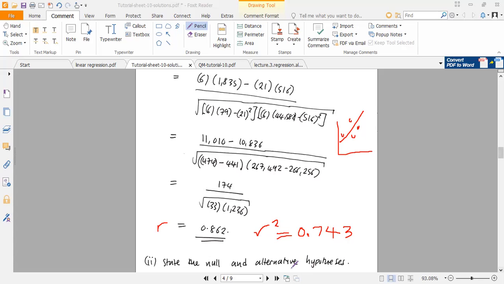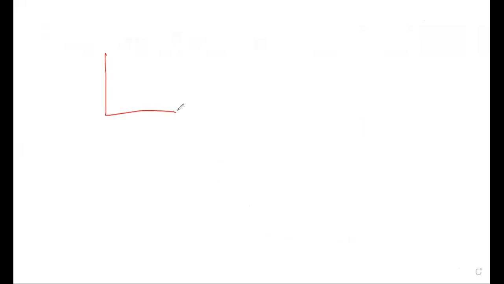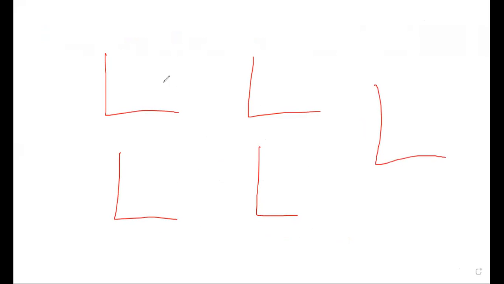Now, when you're dealing with regression analysis, you need to know that there are 4 types of relationships, if not 5. You have a positive, strong, you have a positive, weak, you have a negative, strong, you have a negative, weak, and you have no relationship at all.